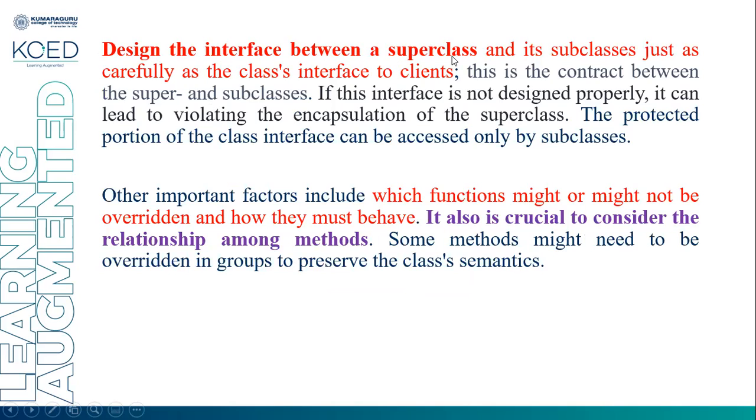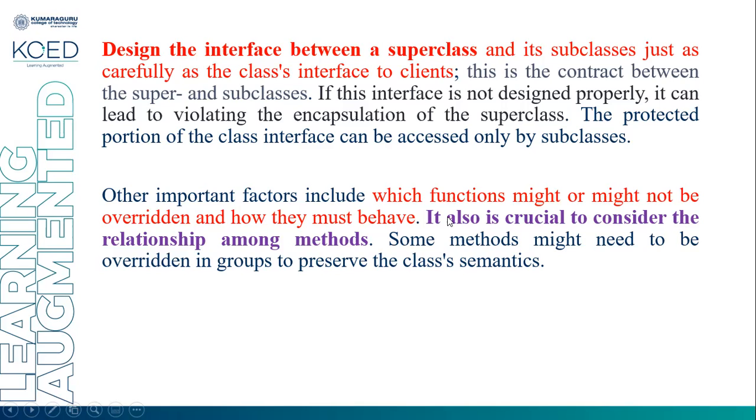Designing the interface between the superclass and the subclass requires carefully designing the class interface, as with the clients. There is a contract between the superclass and subclass. If this interface is not designed properly, it can lead to a violation of the encapsulation of the superclass, meaning the subclass can access everything from the superclass. The protected portion of the class interface can be accessed only by the subclass, not the private portion.